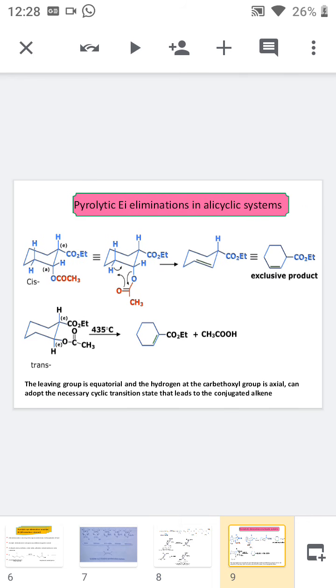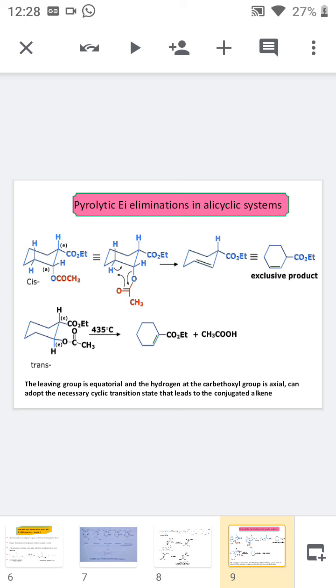Now we are moving into the pyrolytic Ei elimination, syn elimination, in cyclic systems. See here in this example, we can see that there are 2 substituents present. One is OCOCH3, the other is CO2Et. Here the best leaving group is OCOCH3, and we have to eliminate one hydrogen. Since this is a pyrolytic elimination, we are applying heat and the elimination reaction is syn elimination. That means the leaving group and hydrogen are eliminated from the same side.